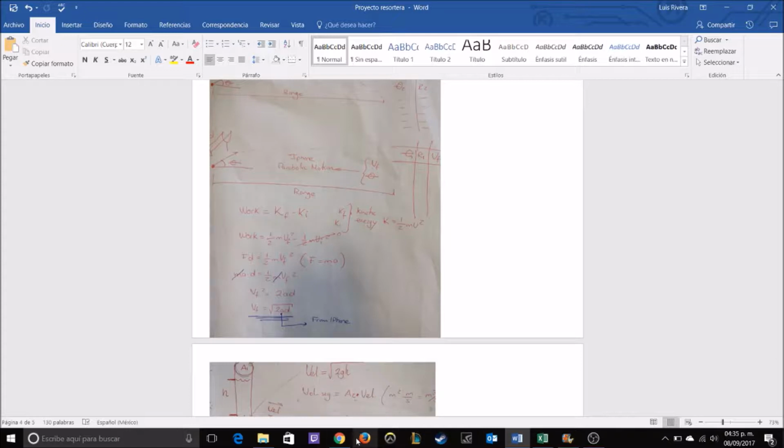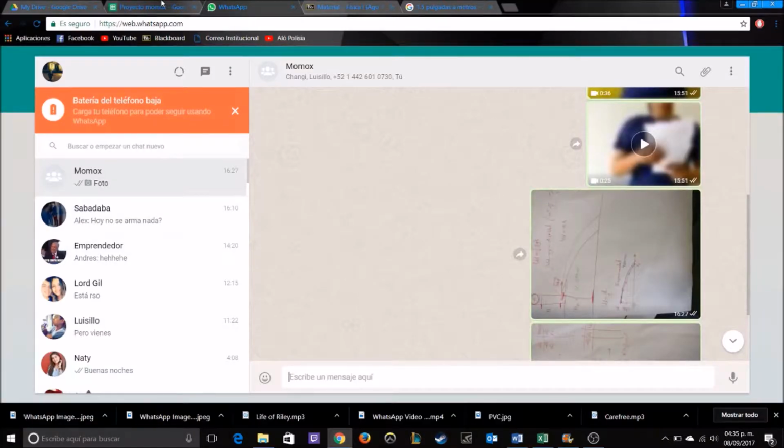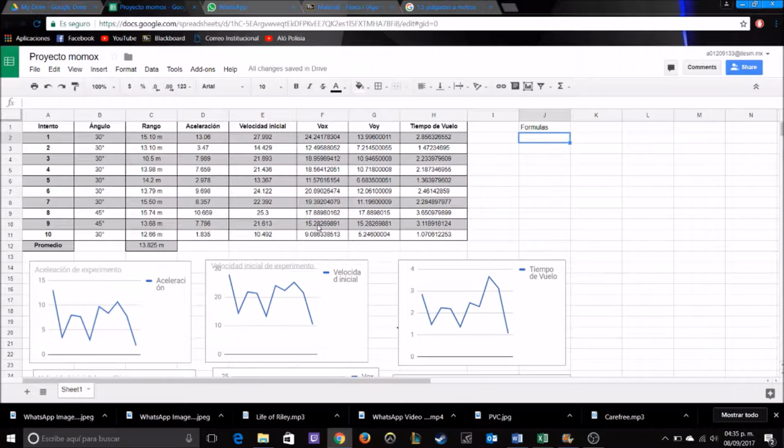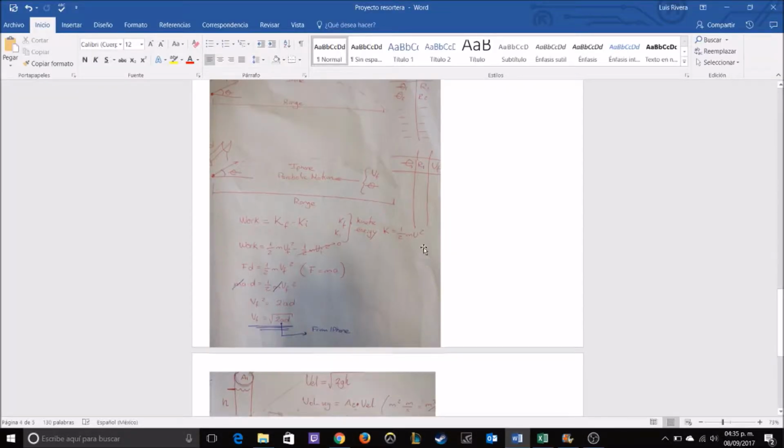Now our data. Our data is okay. We did 10 tries. We threw the phone 10 times at different angles. We threw it 2 times at an angle of 45 degrees and 8 times at an angle of 30 degrees. We obtained different ranges, if you can see. We obtained different accelerations with this formula.